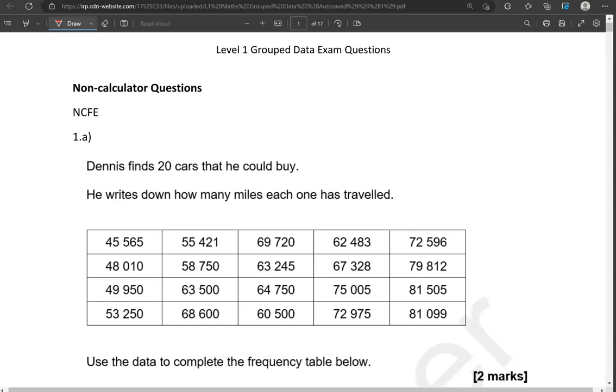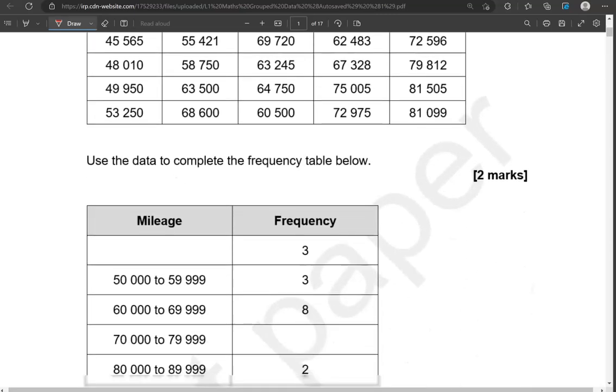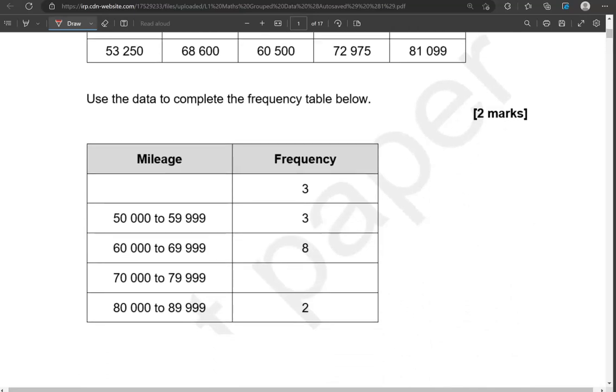Dennis finds 20 cars that he could buy. He writes down how many miles each one has travelled. Use the data to complete the frequency table below. The second group is 50,000 to 59,999. Third group is 60,000 to 69,999. Third group is 70,000 to 79,999. And the final group is 80,000 to 89,999.